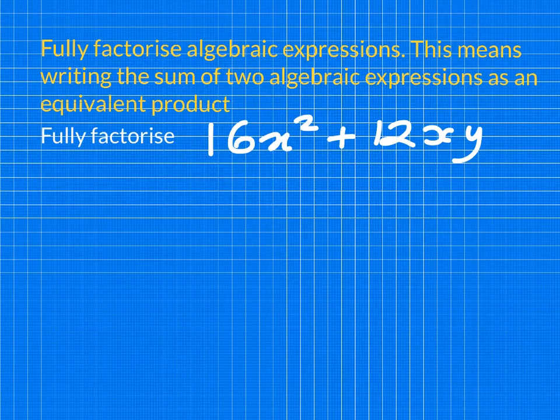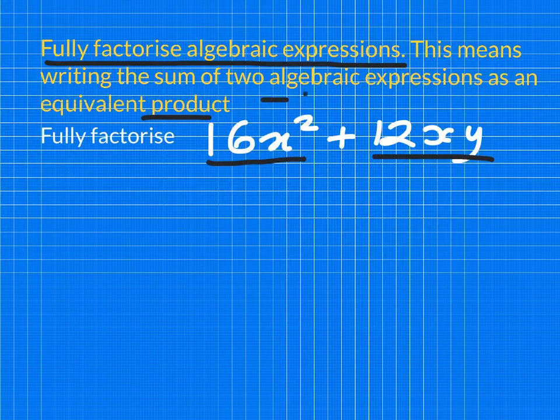In this example, we are asked to fully factorise algebraic expressions. Now, this sounds very different to something we've done before, but all it really means is that you have the sum of two algebraic expressions. So you have the sum. We have here 16x squared plus 12xy, and we have to rewrite it as an equivalent product. So we're going to end up writing it as something times something else, just as we did with numbers.